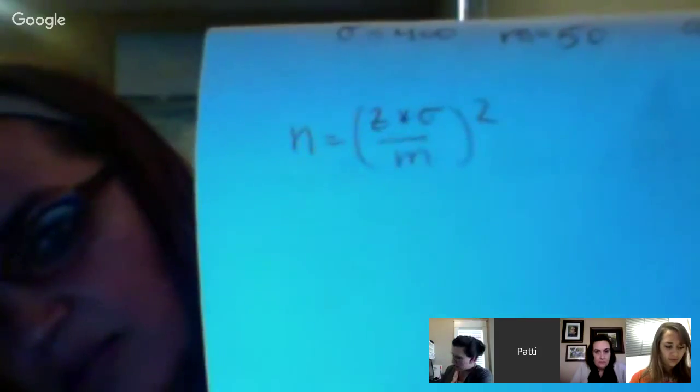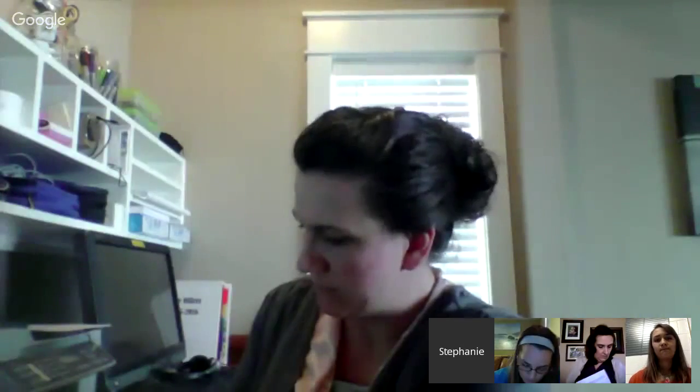Sorry, it got blurry. Can you put it up again to the camera? I can't see. Oh, there we go. That was like a 5, and I'm like, that doesn't make sense. Okay, so n equals Z times standard deviation divided by m, and then squared. Okay.